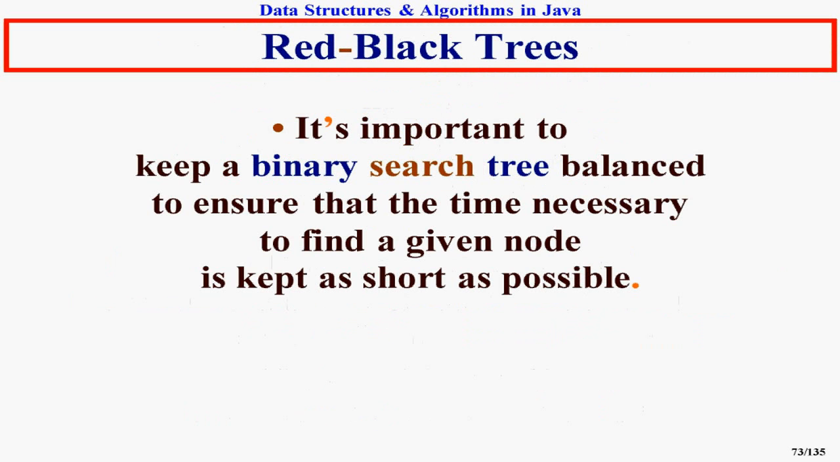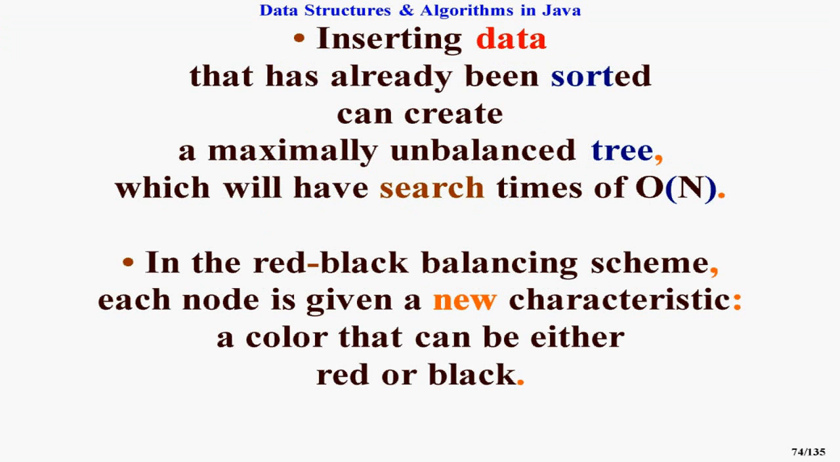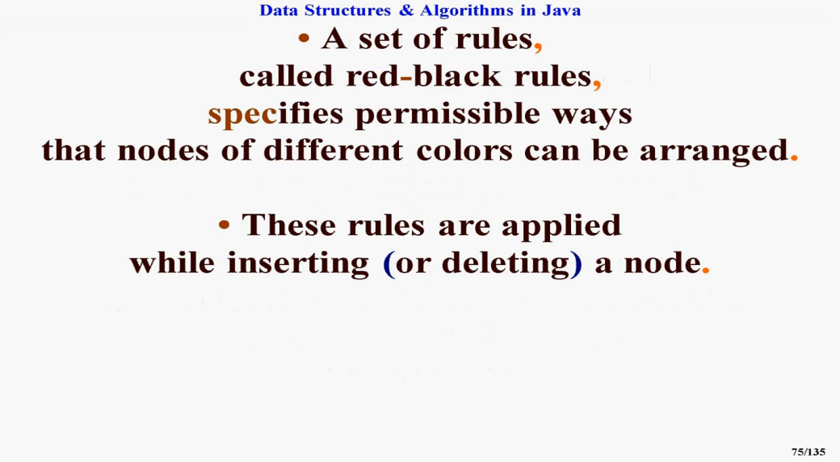Red-black trees. It's important to keep a binary search tree balanced to ensure that the time necessary to find a given node is kept as short as possible. Inserting data that has already been sorted can create a maximally unbalanced tree, which will have search times of O(n). In the red-black balancing scheme, each node is given a new characteristic, a color that can be either red or black. A set of rules, called red-black rules, specifies permissible ways that nodes of different colors can be arranged. These rules are applied while inserting or deleting a node.